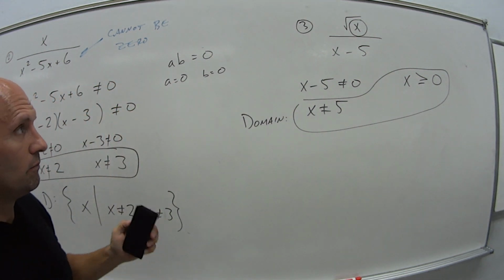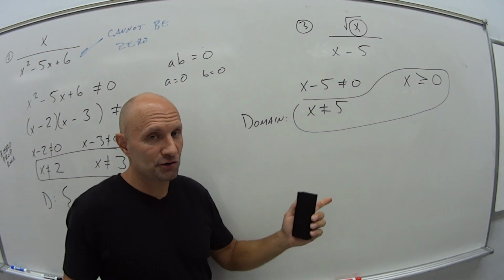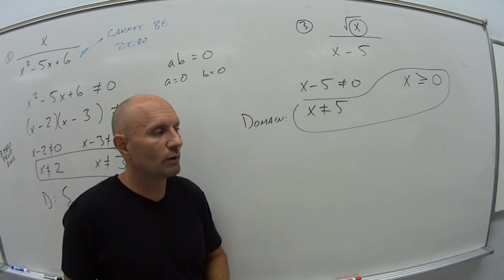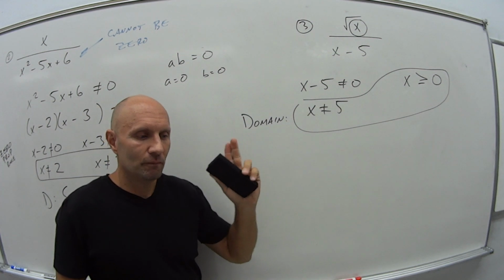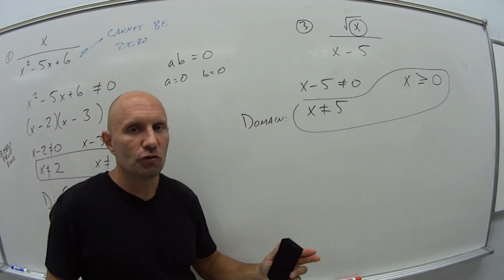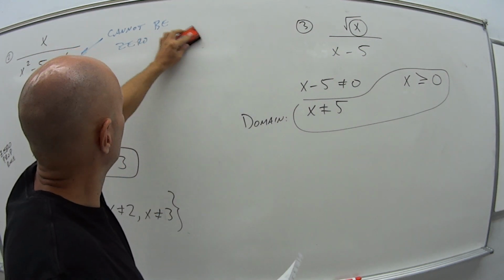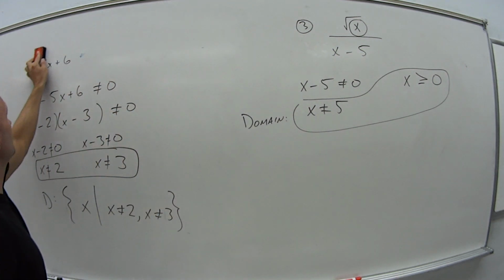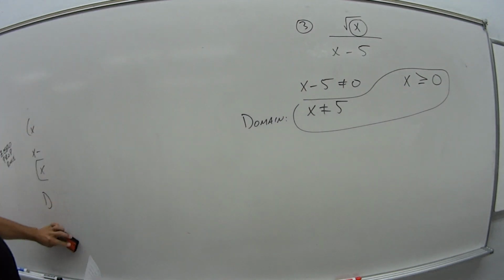So, as I said, the big thing with finding domains at this point, and even going forward, is: is there a denominator? Is there a root? Those are the two to always start with. And as long as you're not going to put a 0 in the denominator, or a negative number under a radical sign if it's an even root, then you're okay.